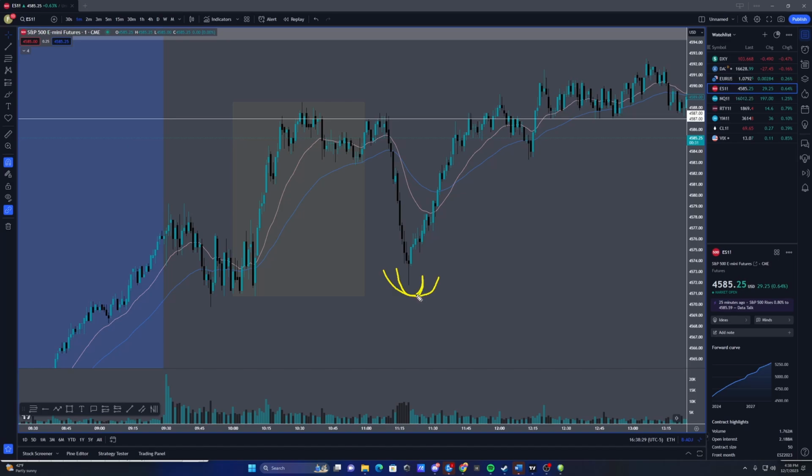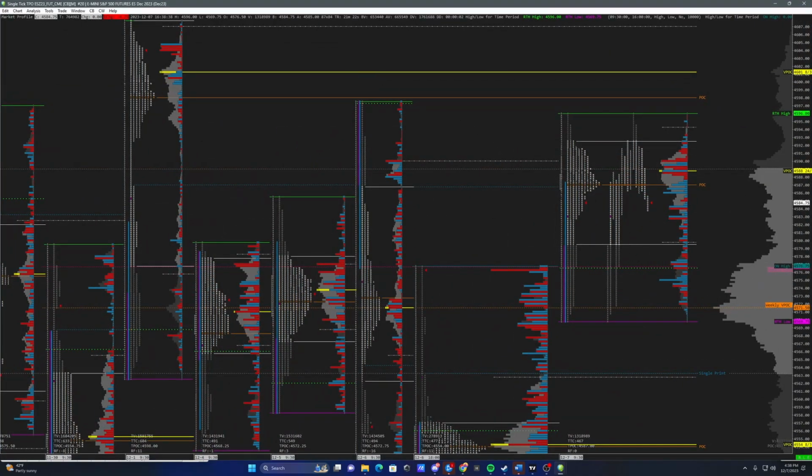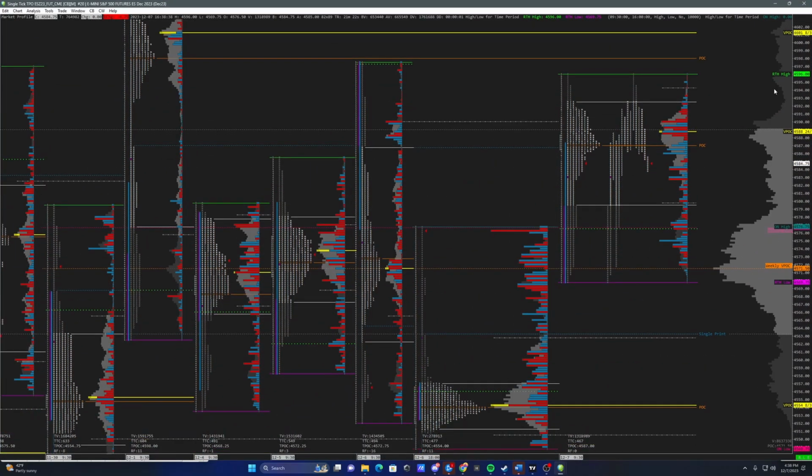This is where the exhaustion happened, and we continue to drive to the upside to retest and take the high of day at some point. For those of you that are familiar with TPOs and more into order flow and profiles, this is the TPO for the day. We can see D period, which is right here. This is the exhaustive move down here at the low.